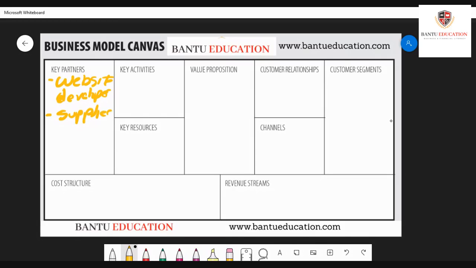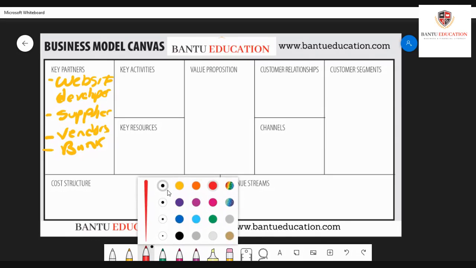or if you're selling hardware, or vendors, etc. Maybe the bank is your partner, right? So hopefully you get it. It's pretty simple. Key partners. Who are your partners? Who are you dealing with in this project? So basically, that simplifies that.